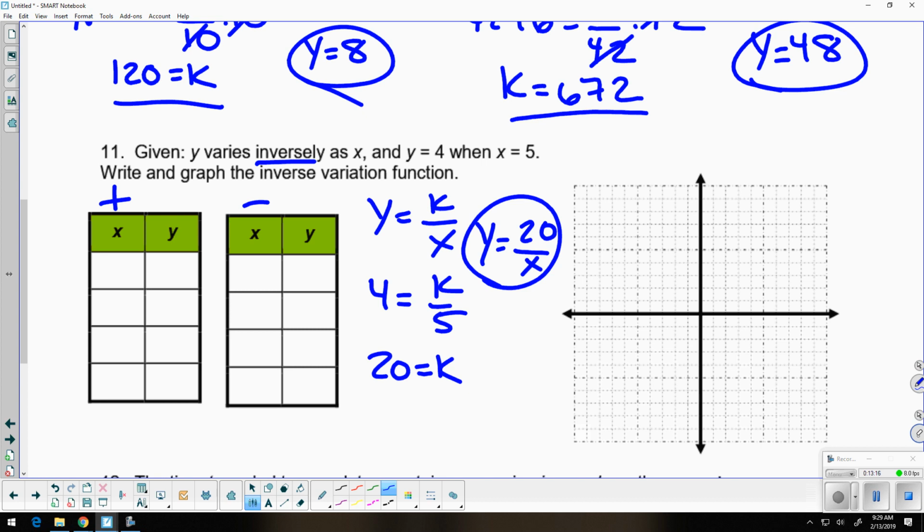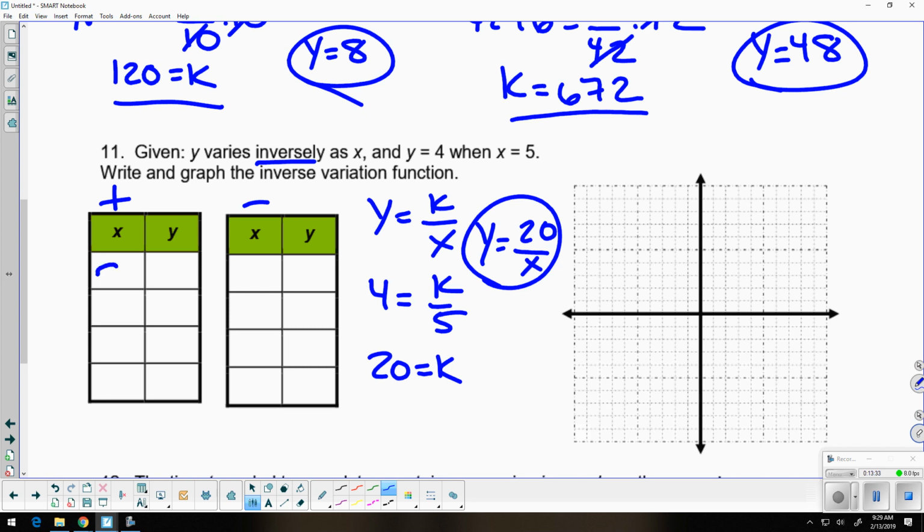I can only plug in positive values and negative values and then solve for the y. So think wisely about this too. Think of numbers you'd want to plug in for x that make the most sense, because when you plug these numbers in, you're taking 20 and then dividing them by that x value. So numbers I would probably choose positive.